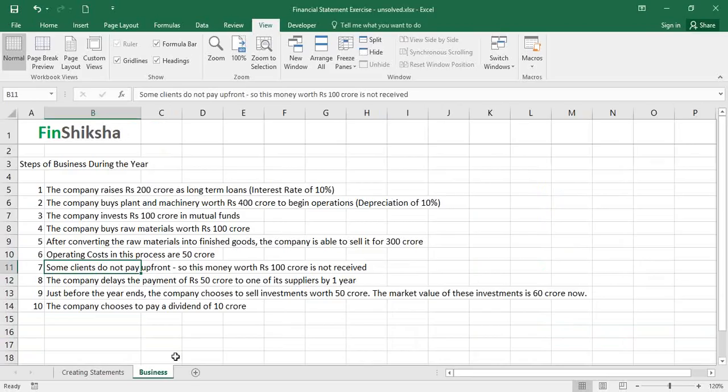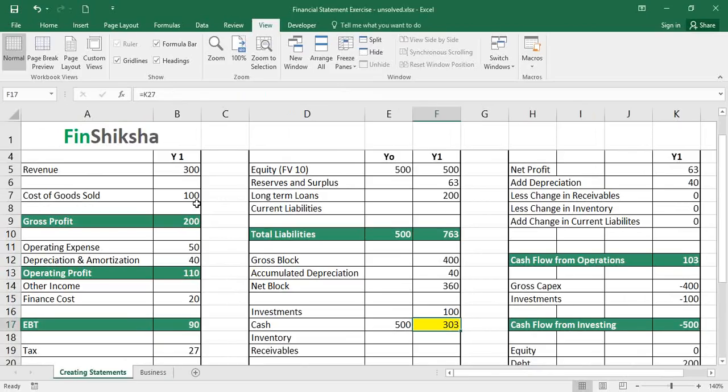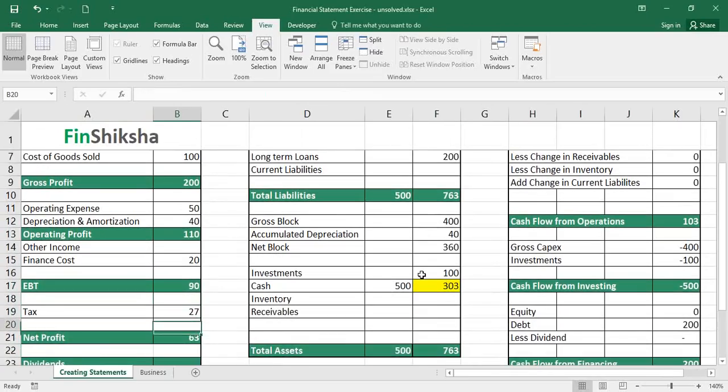Some clients do not pay upfront. So you have done a sales of 300, but 100 crore worth of client payment has not come in. What is this? This is receivables. Now, if 100 crore has not come in, what is going to be the impact on the cash flow? That's going to be negative. So if I add a receivable of 100 crore here, note that balance sheet size will not change, but the cash number, which is appearing 303 right now, will become 203.